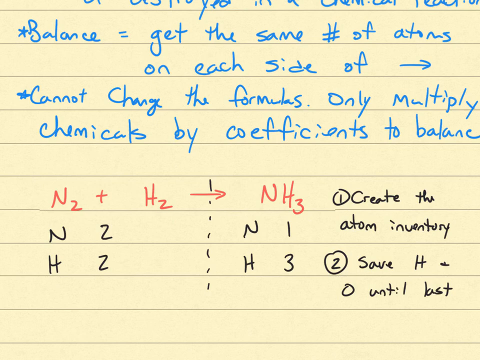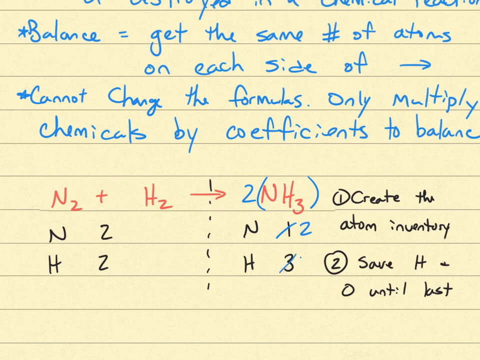I need to, as you can see, I have 1 nitrogen on the right and 2 on the left. So I'm going to double my nitrogen. So I'm going to multiply this whole side by 2. And when I multiply it by 2, I not only multiply the nitrogen by 2, but I also multiply the hydrogen by 2.